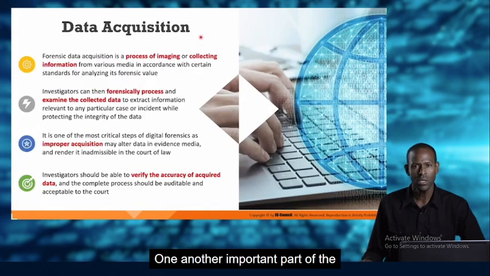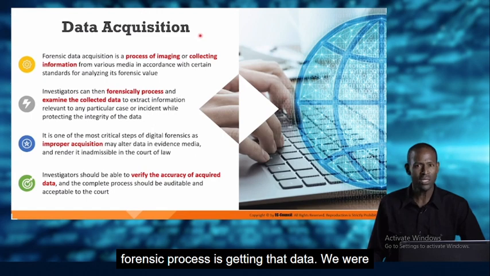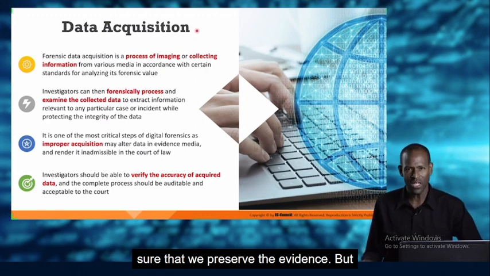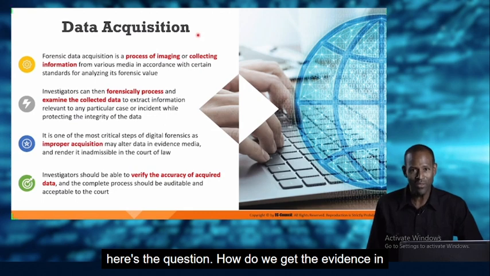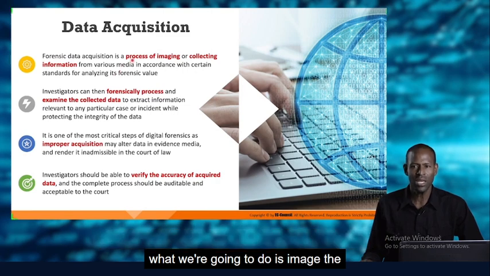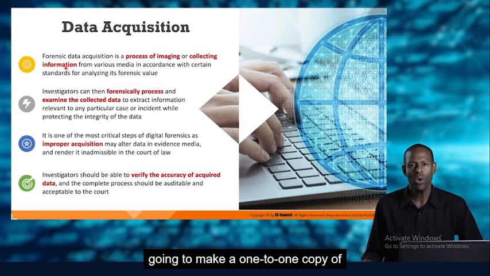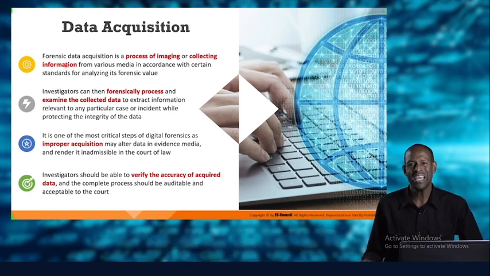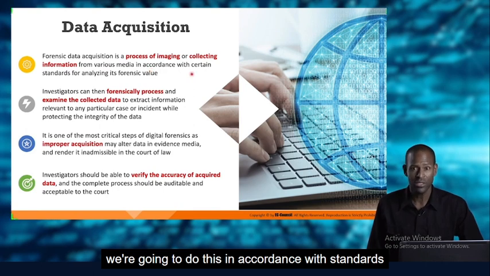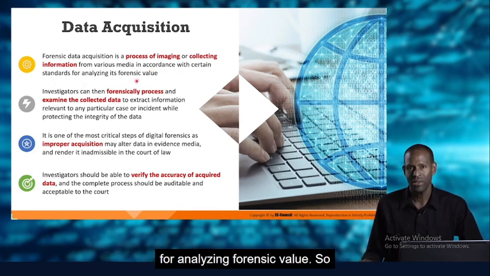Another important part of the forensic process is getting that data. We were just talking about the chain of custody, about making sure that we preserve the evidence. But here's the question: how do we get the evidence in the first place? And part of that is data acquisition. So what we're going to do is image the drives, image the memory. We're going to make a one-to-one copy of the exact pattern of binary digits that we find in whatever media, and we're going to do this in accordance with standards for analyzing forensic value.